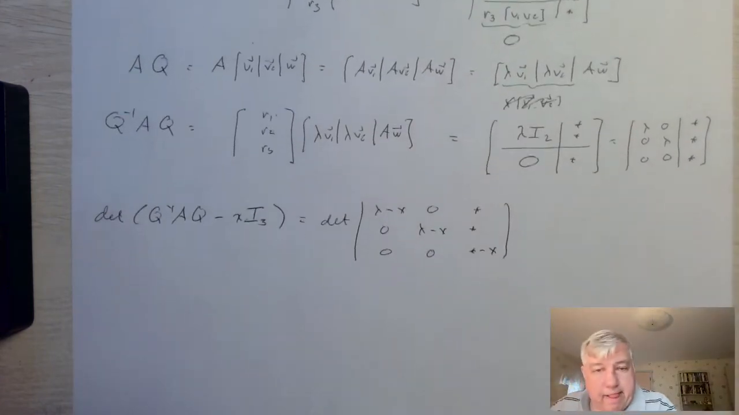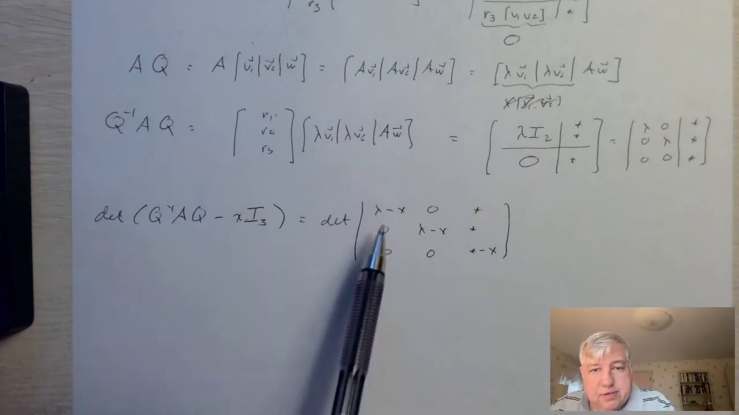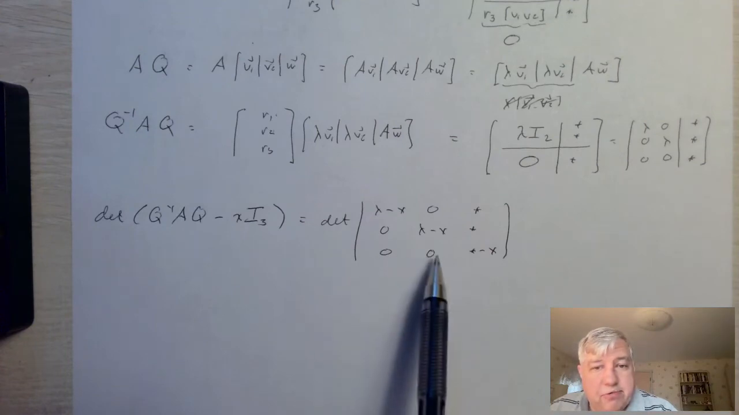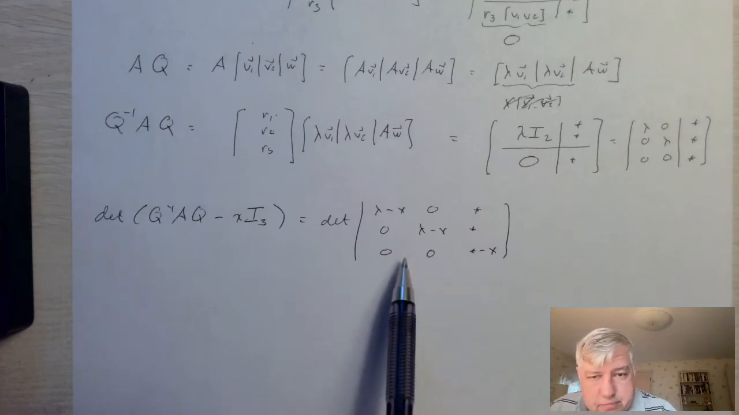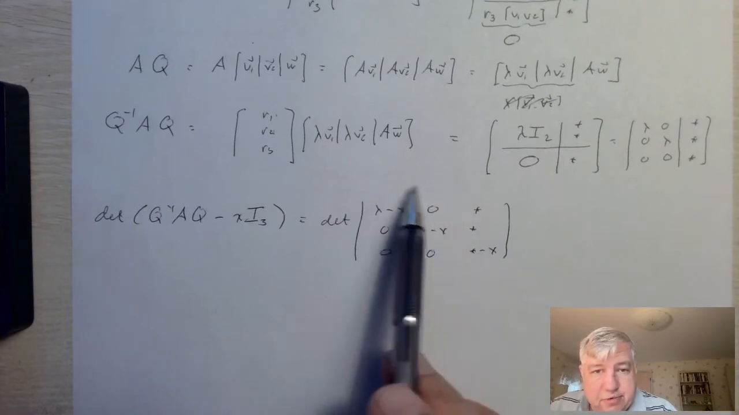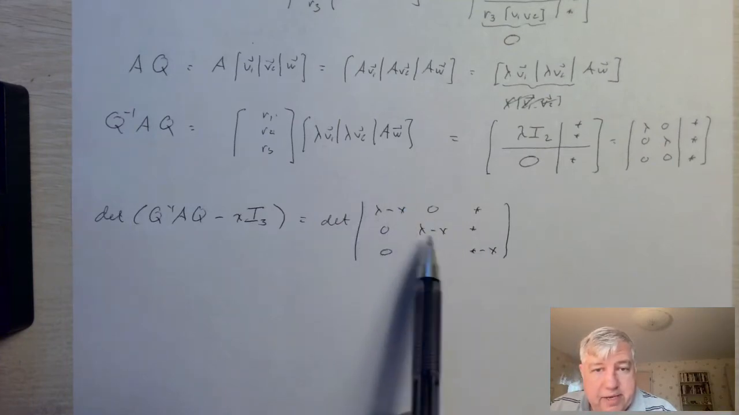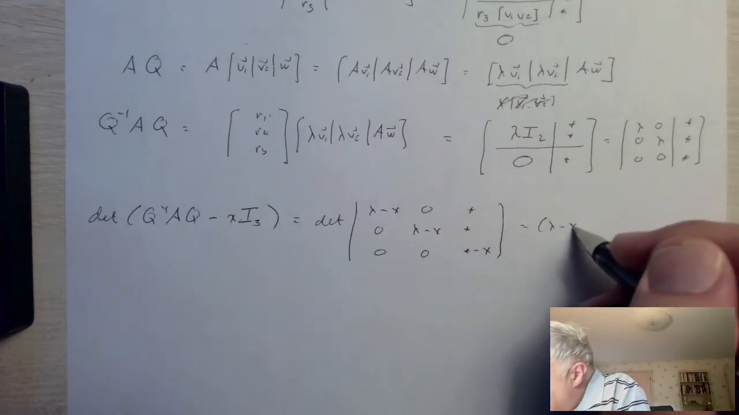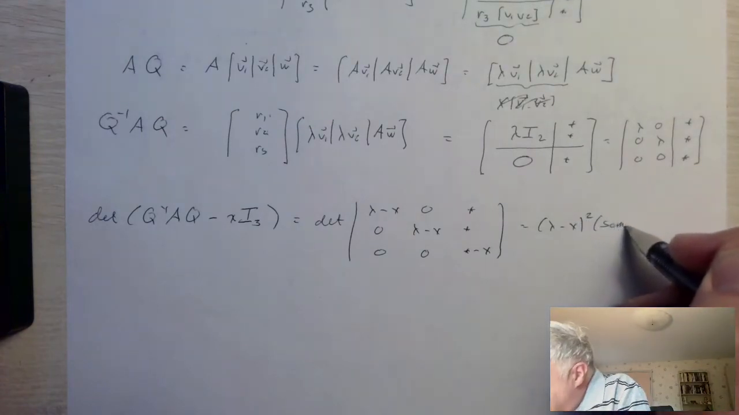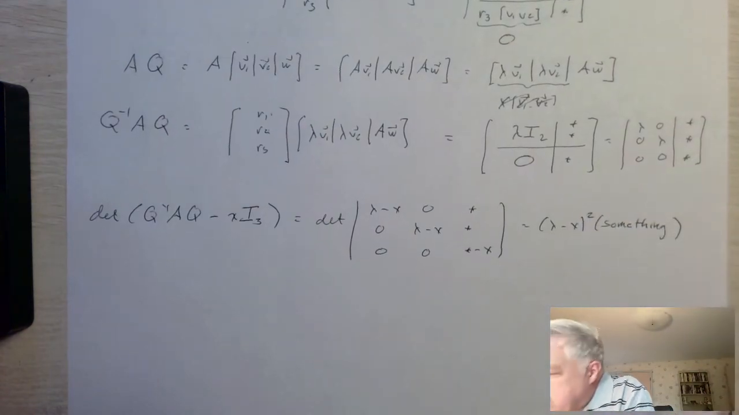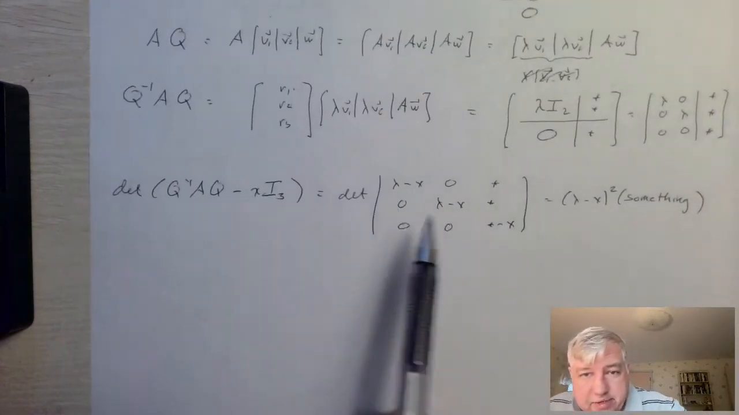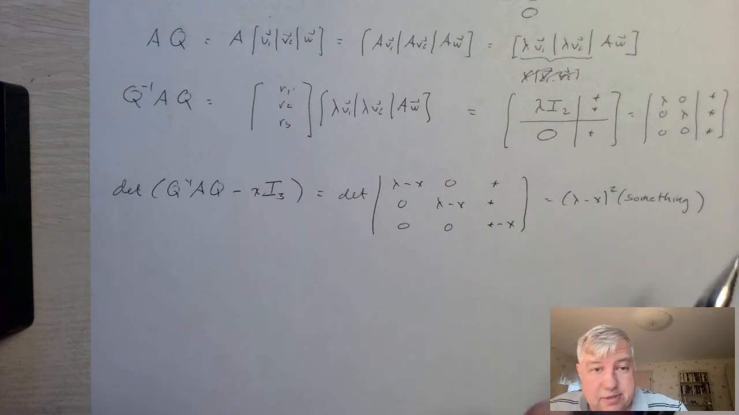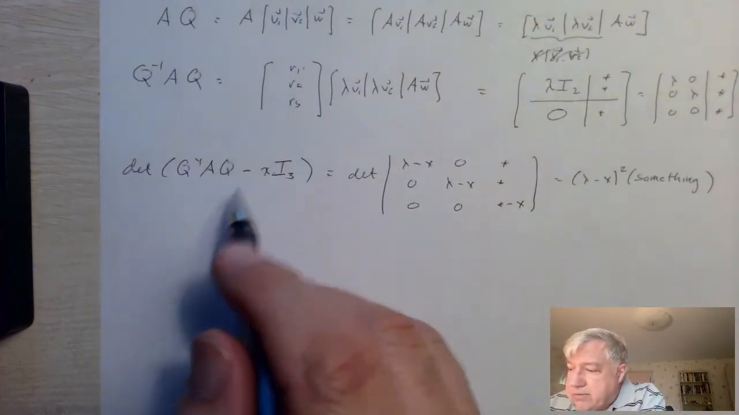If we calculate this, we can take this determinant by expanding along the row with these two zeros, and we'll get this times the determinant of this matrix, which is lambda minus x times lambda minus x minus 0. So this is actually going to be lambda minus x squared times something. Whatever this will be, it's a polynomial in x, but lambda minus x is going to be a factor, and it's going to be a factor twice.